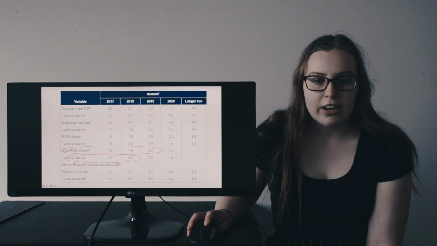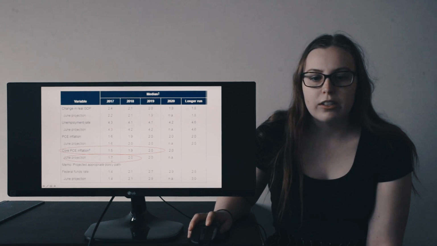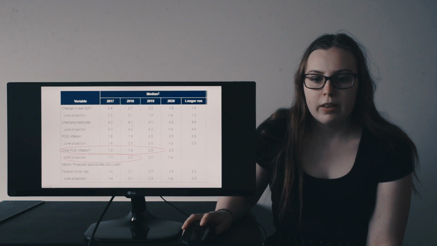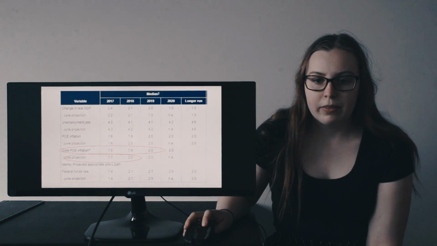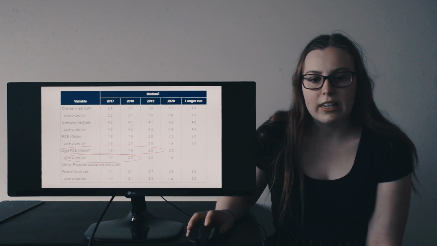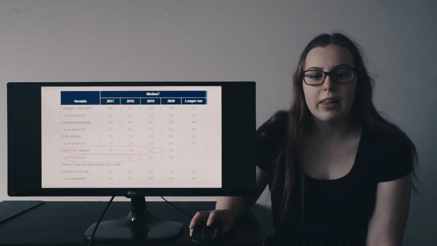As shown here, the projections show that the interest rate is going to fall from 1.7 to 1.5, and from 2.2% to 1.9 in 2018. This matches the expected result of a hike in interest rates in the coming quarter, or the balance sheet normalisation program.